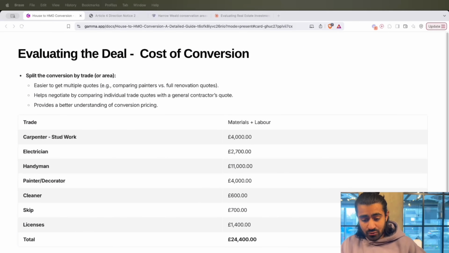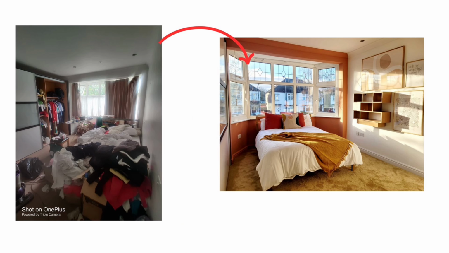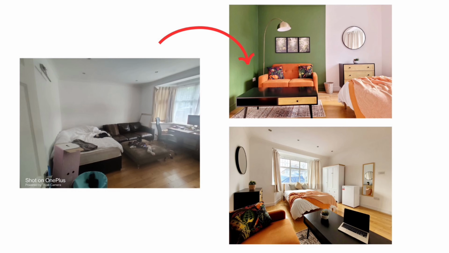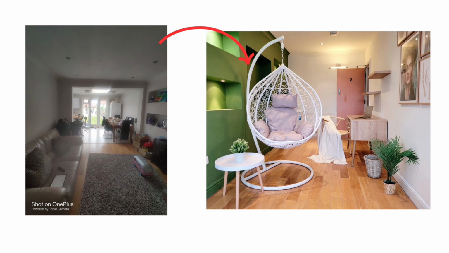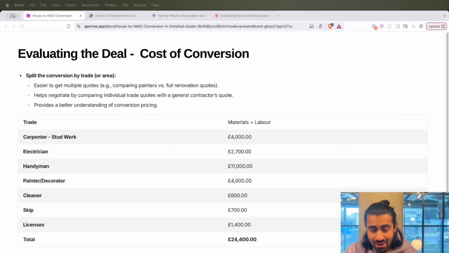Finally, this is a really large figure. The handyman cost was around £11,000, but a lot of this was actually the furniture, which for a project of this size, pretty much was half the project. This is like the bed, the sofas. I like to go above and beyond in my rooms, so then I can provide the best value essentially. And so for us, I have a budget of around £1,500 per room, and so the biggest cost of this was pretty much the furniture.